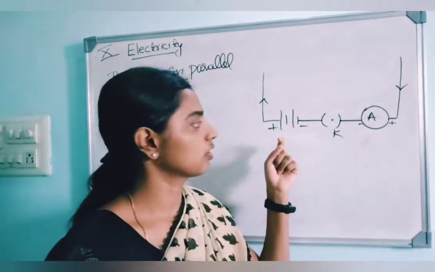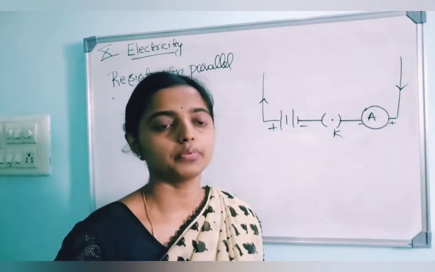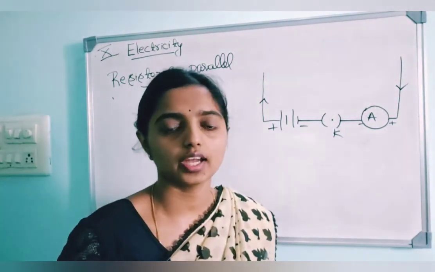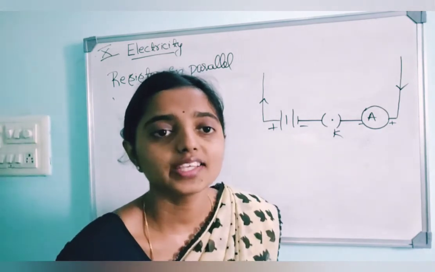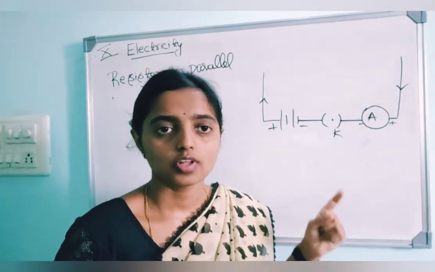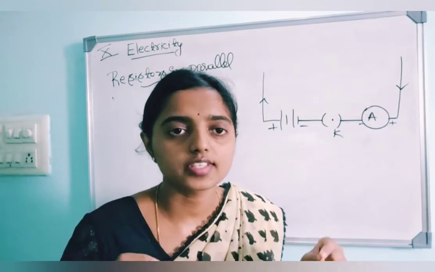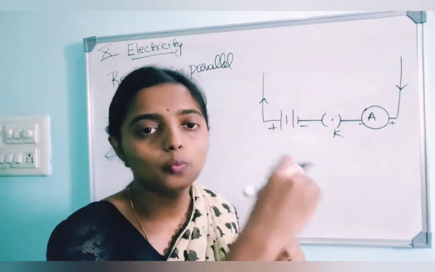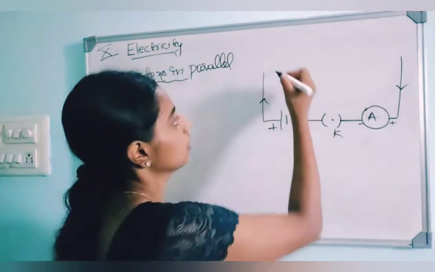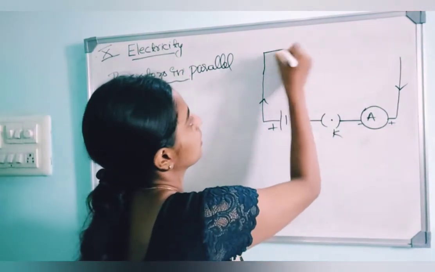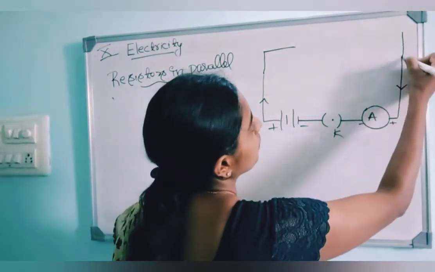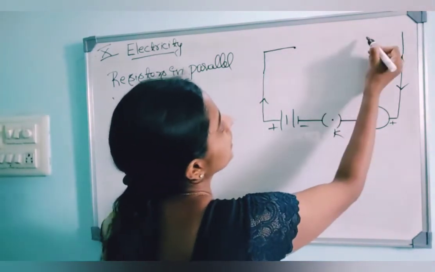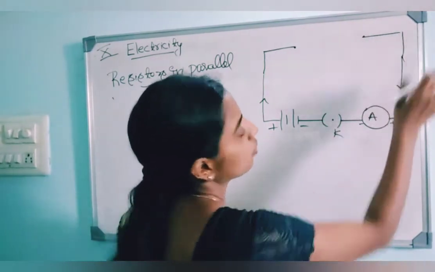Same connection of a battery, ammeter, and plug key. Now here we need to take care about the connection of the resistors. So what's happening in the parallel? All the resistors will be connected between 2 terminals, one below another. So let us take 2 terminals here. You need to draw using the scale.